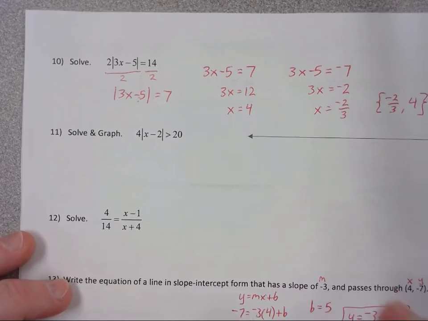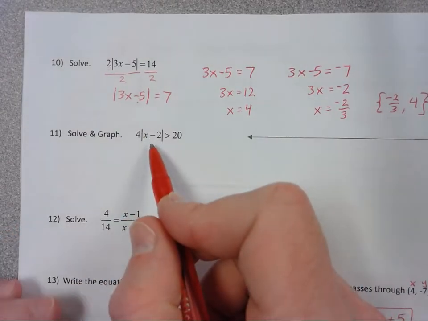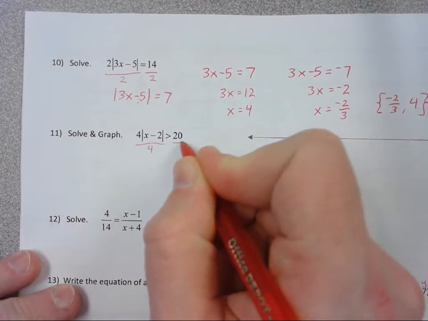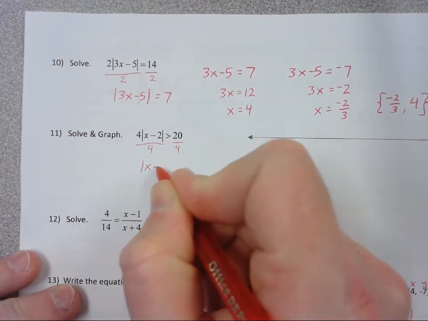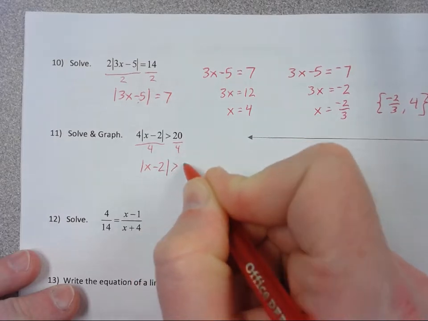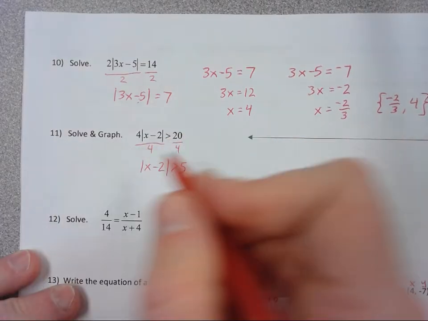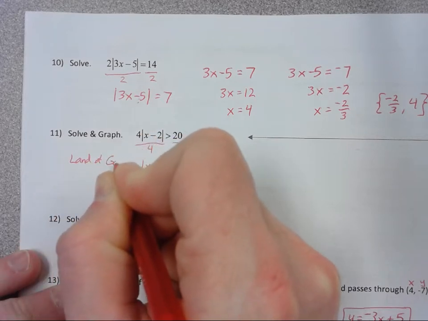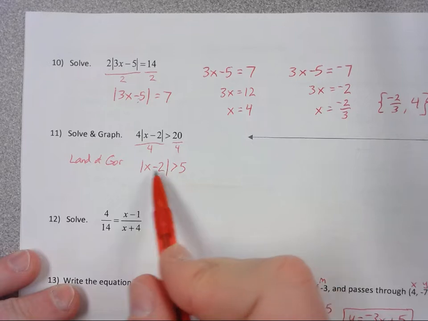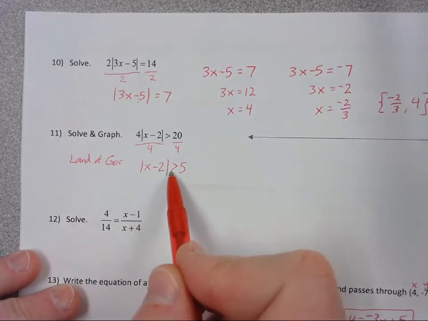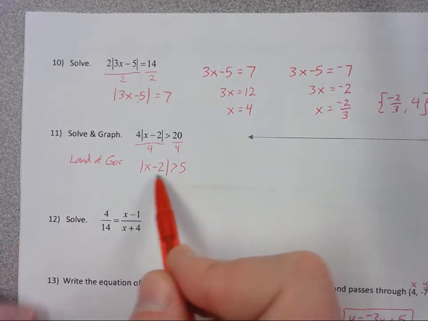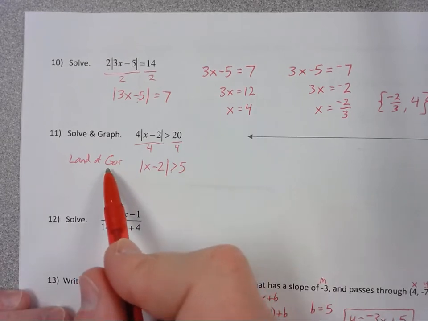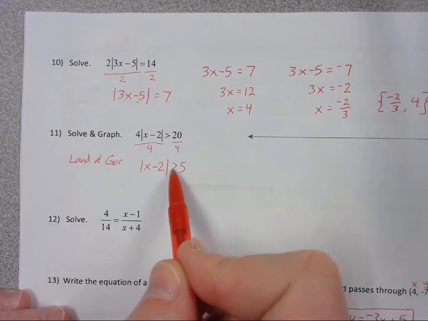For the absolute value inequalities, again, get the absolute value by itself, so I'm going to divide by 4. Now, this is the land of Gore. If the absolute value is less than, we're going to create an AND statement where x minus 2 is going to be between negative 5 and 5. And when it's a greater than sign, it opens towards the inequality.